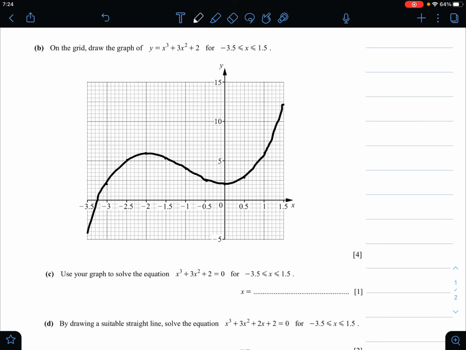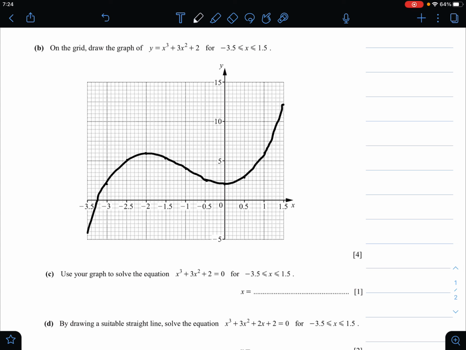For part C, they are asking us to use the graph to solve the equation x cubed plus 3x squared plus 2 is equal to 0. So they are asking us to find the x coordinate of where the graph intersects the x-axis. As you can see, that is right here. I'll mark it with a circle. So that is right here.